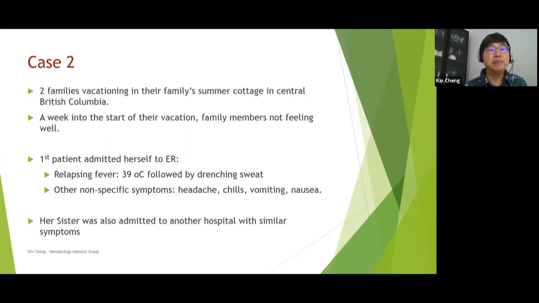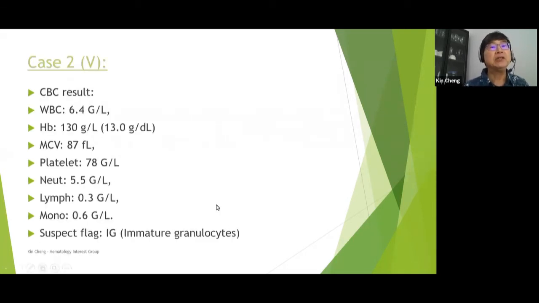And then later, her sister was not feeling well as well. So they decided, okay, we better at least go to the hospital or cut the vacation short. So the first patient came back to British Columbia, and her sister went back to her home in the United States, because they lived very close to the border. The CBC result of the first patient: white count 6.4, hemoglobin 130. Those are relatively normal CBC results, except there's a suspect flag now.